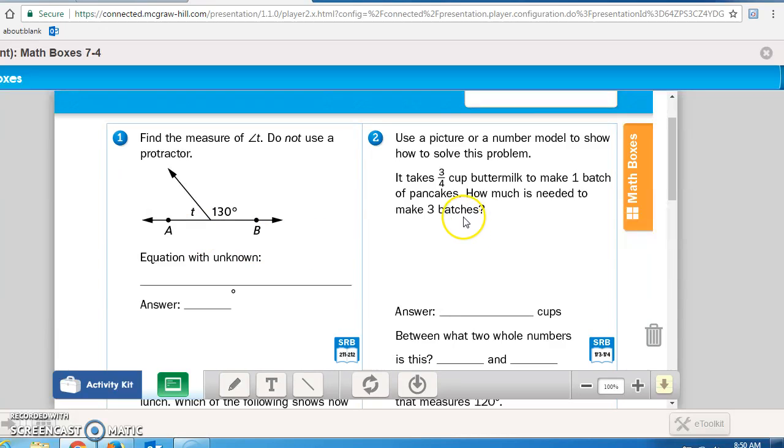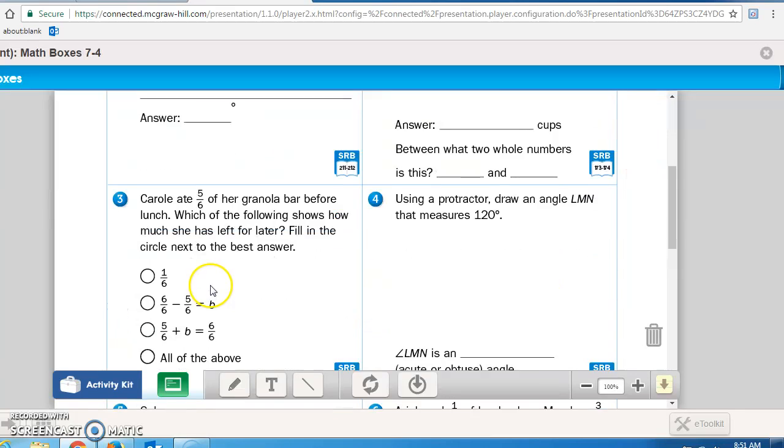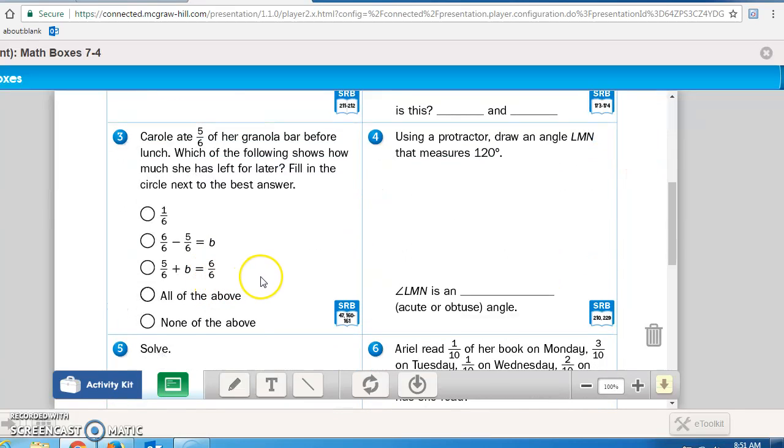Math box 2. Use a picture or draw a number model to show how to solve this problem. It takes 3/4 cup buttermilk to make 1 batch of pancakes. How much is needed for 3 batches? So again, you are multiplying. You need to come up with the answer in cups, and then between what 2 whole numbers is this answer? Blank and blank.